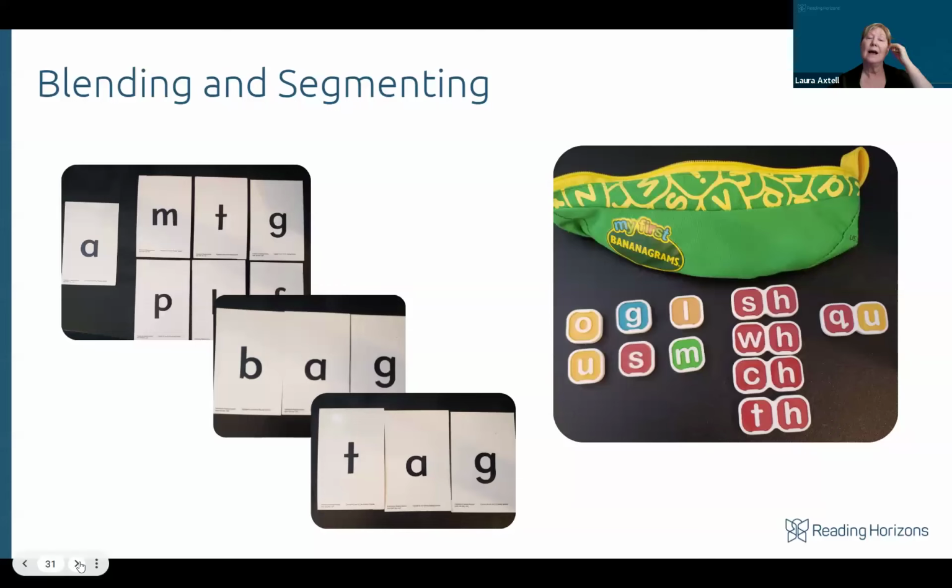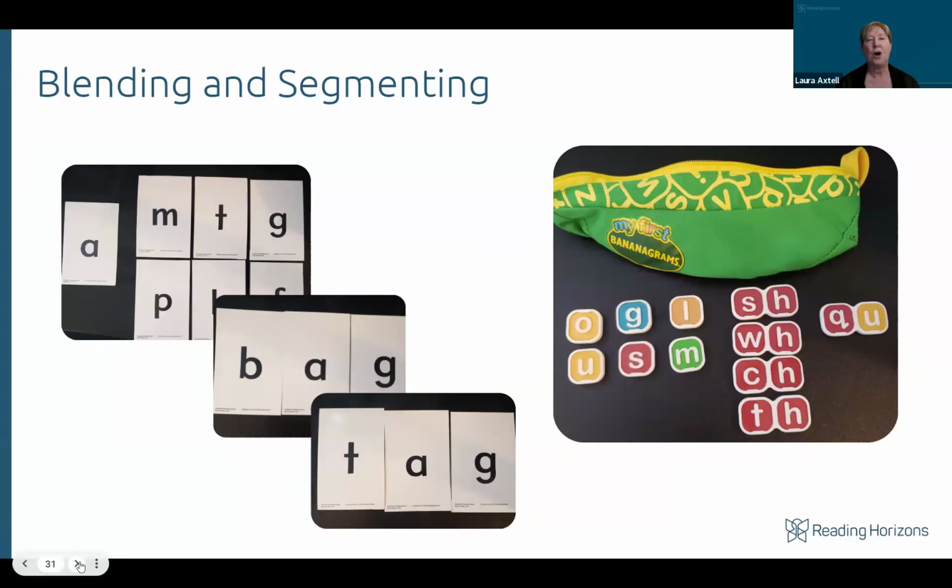I actually really like my first Bananagrams, not regular Bananagrams, but my first ones, because they're little tiles, easy to cart around, and the vowels are all a similar color. So they are highlighted. And letters that might be confused for reversals, like B's and D's, are different colors, so that can be helpful.